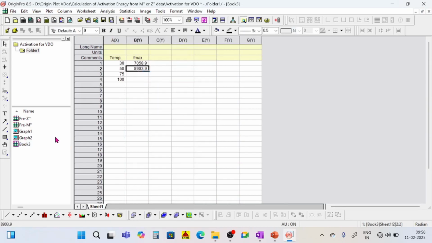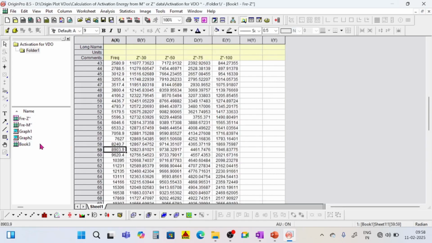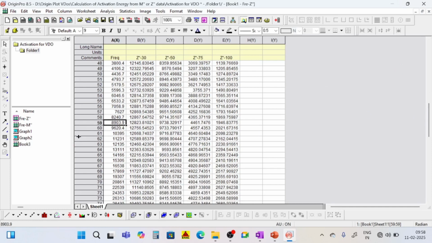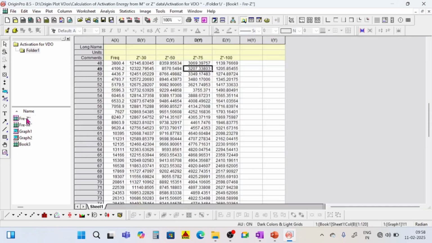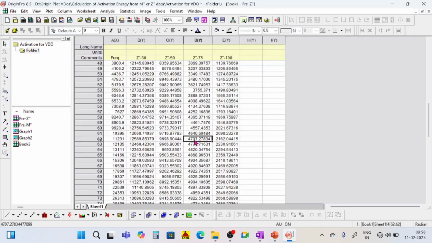Okay, likewise for 75 and 100 degree, either you can identify from the graph or you can identify from the table. 50 degree work over. For 75, see here, the peak is shifted towards the right, towards the higher frequency side. So you have to search at the higher frequency for 75.